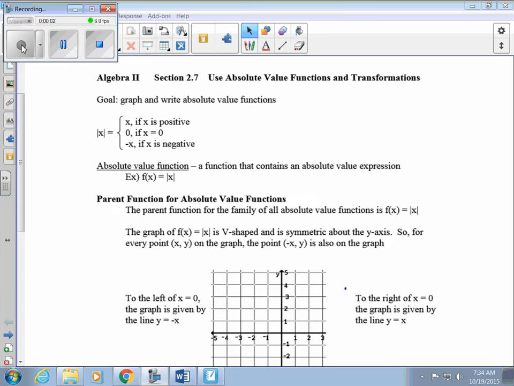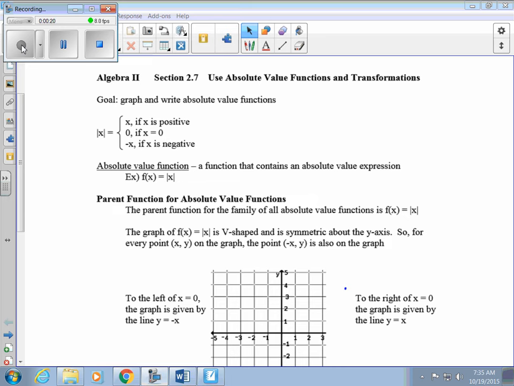Today we're going to talk about section 2.7, which is on using absolute value functions and transformations. Our goal today is to be able to write and graph absolute value functions. So the first part of this section, we're going to be talking about the absolute value function. And then later on in the section, we'll talk about those transformations.